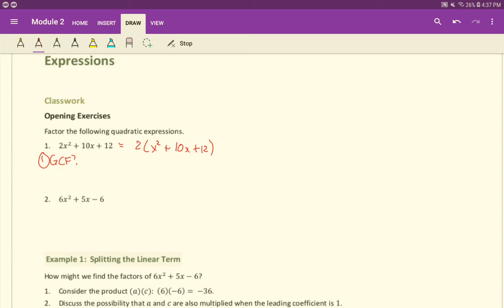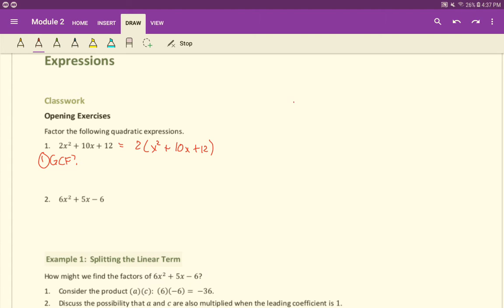Now we have to ask, can we factor any further? Can this factor any more? So remember, since we have a quadratic, and we have a lead coefficient now of 1 inside here, we can look for two numbers that multiply to make, what should we multiply to make here? Multiply to make 12, and we want those same two numbers to add to make what? 10.